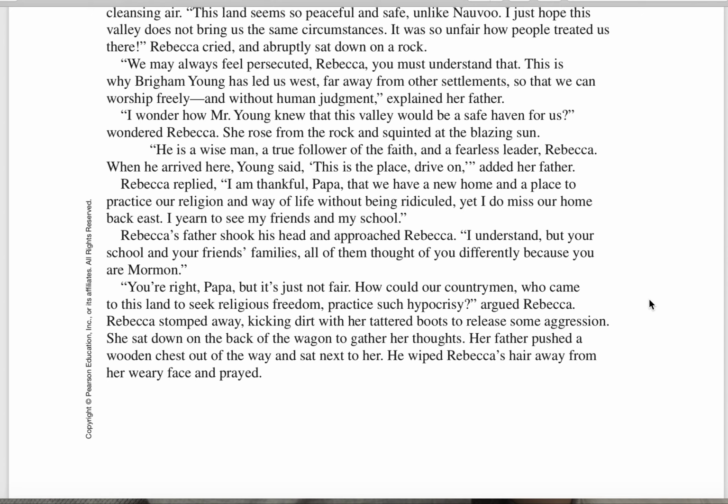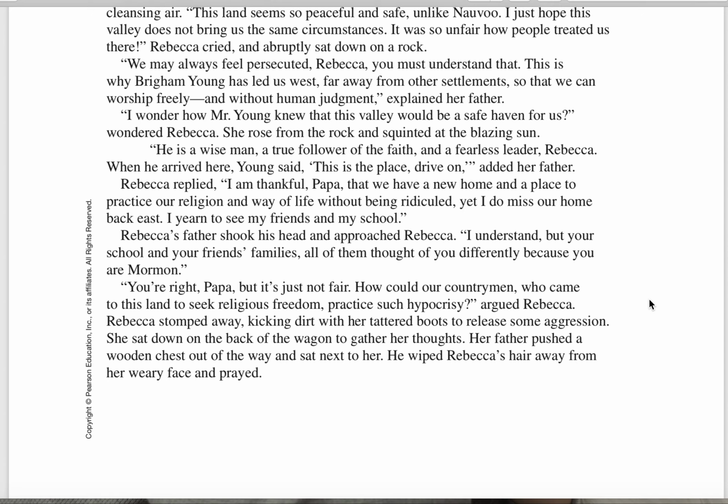I wonder how Mr. Young knew that this valley would be a safe haven for us, wondered Rebecca. She rose from the rock and squinted in the blazing sun. He is a wise man, a true follower of faith, and a fearless leader, Rebecca. When he arrived here, Young said, "This is the place, drive on," added her father. Rebecca replied, "I am thankful, Papa, that we have a new home and a place to practice our religion and way of life without being ridiculed."